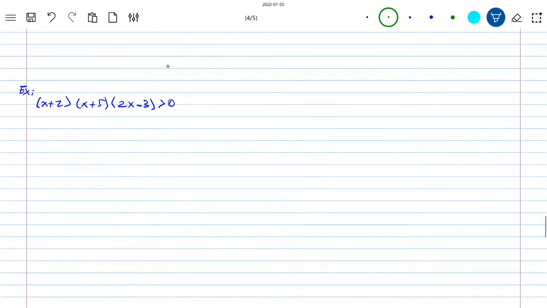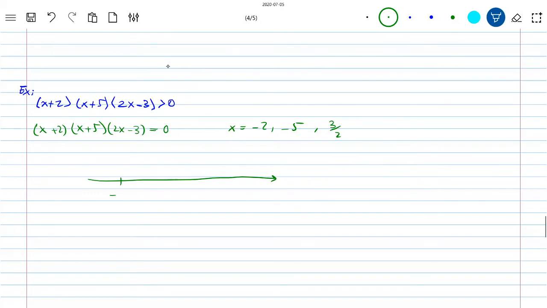And here's an example of having a third degree polynomial. Because if you multiply all these, you'll get a cubic polynomial. And we want to figure out the solution to this inequality. Change the inequality to equal: (x + 2)(x + 5)(2x - 3) = 0. What are the zeros? x equals negative 2, negative 5, and that one is 3/2. So I'll draw the number line and put these numbers on the number line. Here in order: negative 5, negative 2, 3/2.